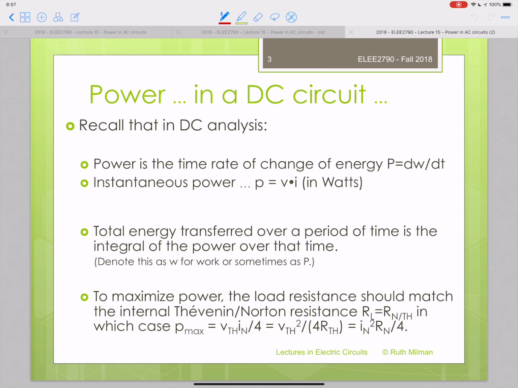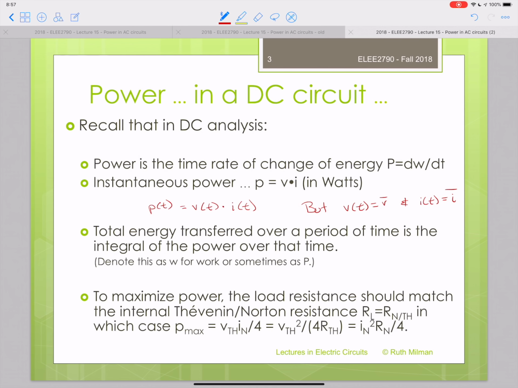Recall that when you consider a DC circuit, in DC circuit analysis, power is the time rate of change of energy, which can be calculated very simply as the voltage times the current. This is in fact a general statement, and so if you were to look at the power as an instantaneous measure, it is simply equal to the instantaneous voltage times the instantaneous current. In DC, we simply know that the voltage is a constant and the current is a constant, so it becomes easier to measure. But the way we did this in the past works completely in AC power analysis as well.